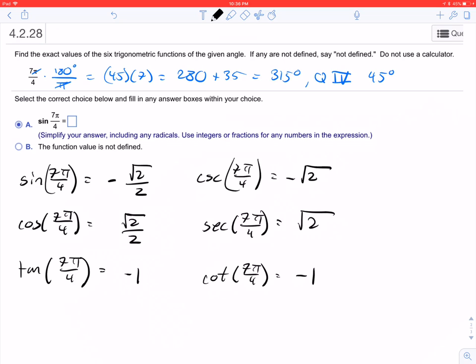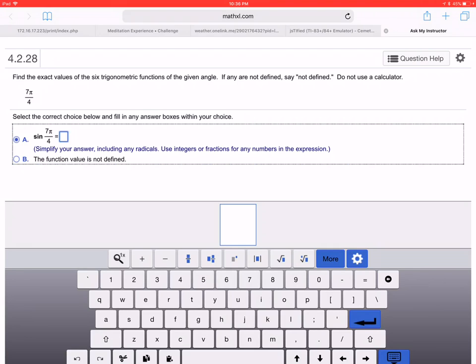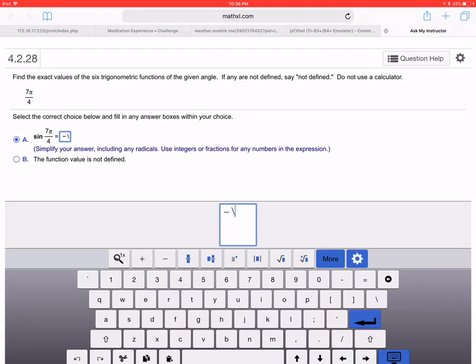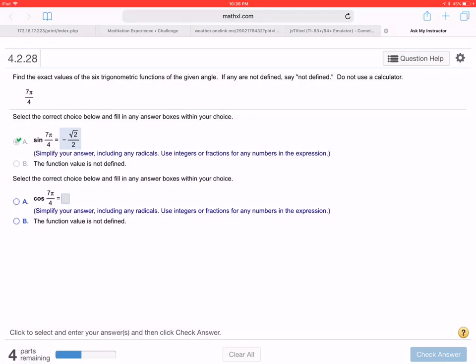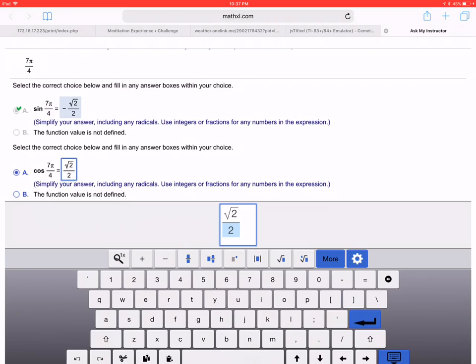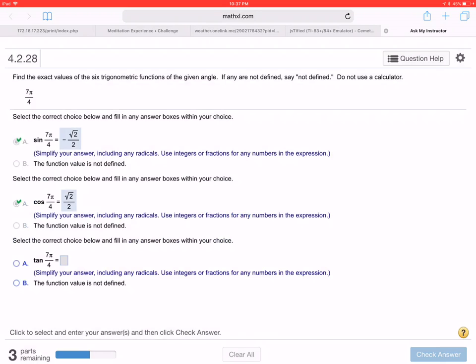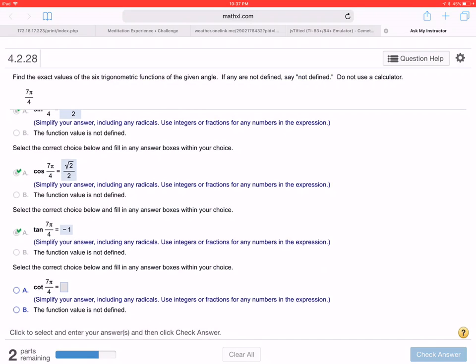Okay? So let me try these results in Pearson. I'm pulling this from Pearson. So we said this one was negative square root of 2 over 2. This one we said was the square root of 2 over 2. This one we said was negative 1. Cotan we said was negative 1.